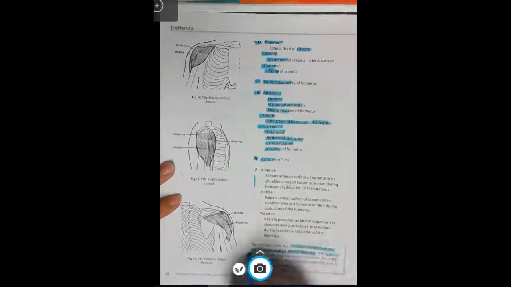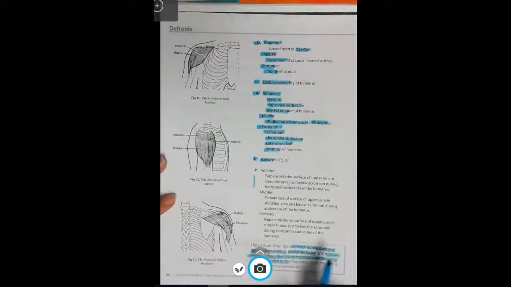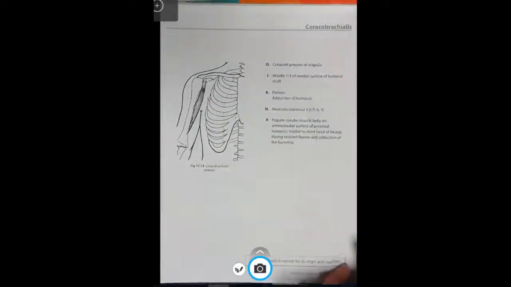Note this muscle cannot initiate movement because of its angle. Your initiation comes from the supra. Alright, we're almost done with the shoulder.